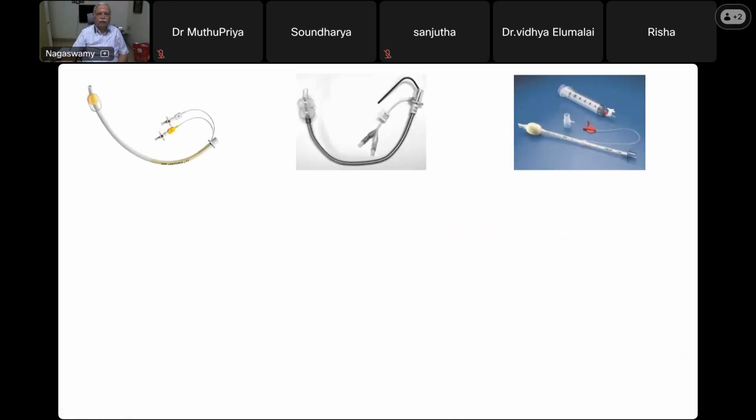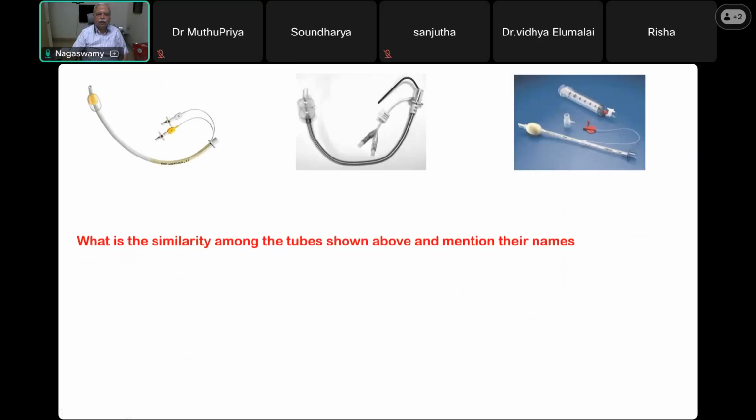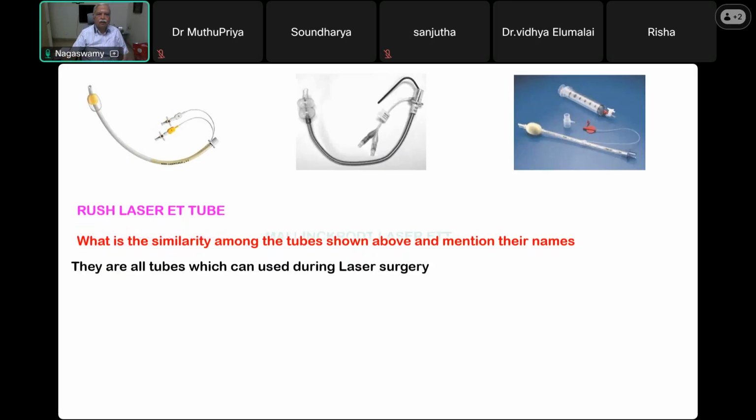Shown are some pictures of similar looking tubes. Laser tubes, of course. All of them are used during laser surgery. This is called the Rusch laser tube. This is the Mallinckrodt laser tube with a double cuff, and the Bivona foam cuff. So instead of air, it is already filled with foam.